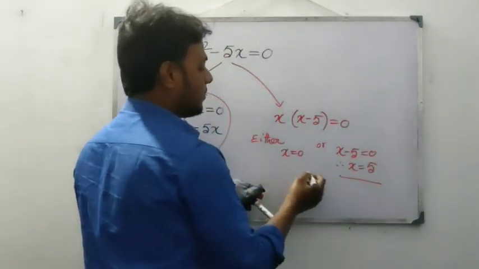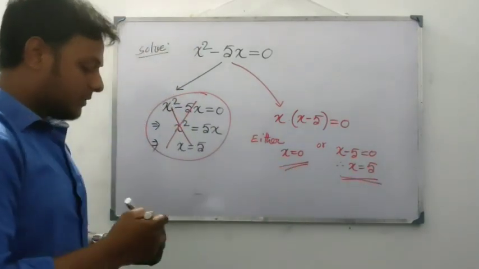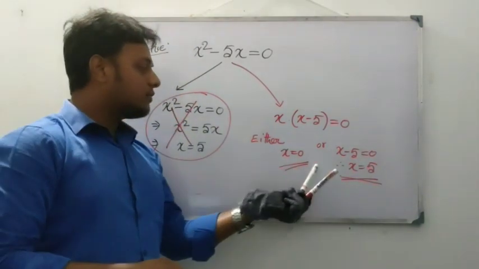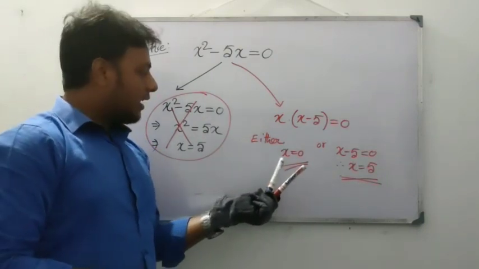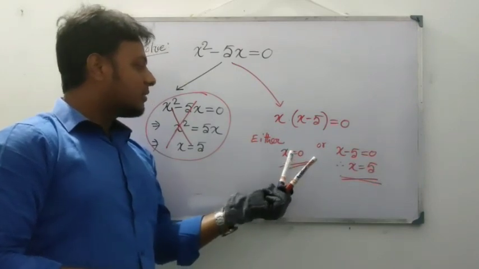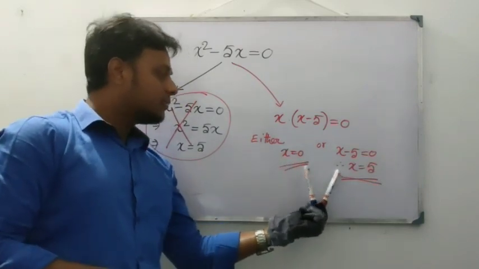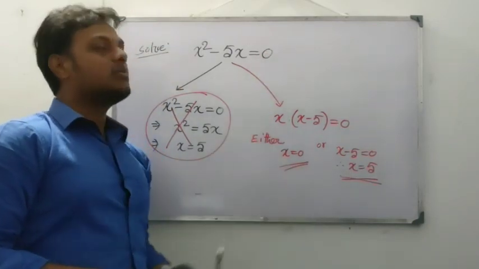So now we get two solutions. One is x equals 0 and another one is x equals 5. See, these are the solutions of the quadratic equation. Let me clarify again: solution means that if you put this value in the main equation, then the main equation must be satisfied.